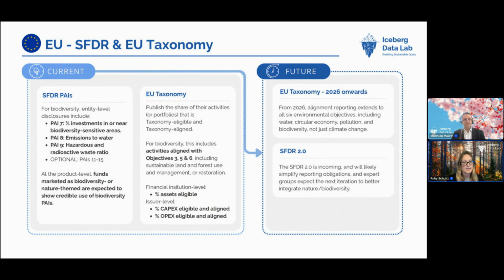Under the SFDR, larger firms in the EU must publish a principal adverse impacts, or PAI, statement that covers both entity and product level indicators. On nature, this includes a number of PAIs. You can see that there's PAI 7, 8, and 9, which cover exposure to activities harming biodiversity sensitive areas, emissions to water, and hazardous and radioactive waste. And there's also some optional indicators as well.